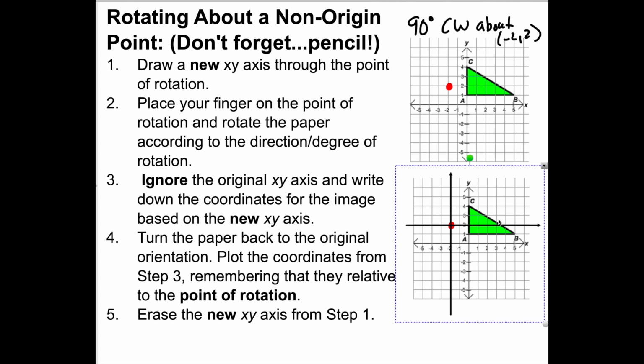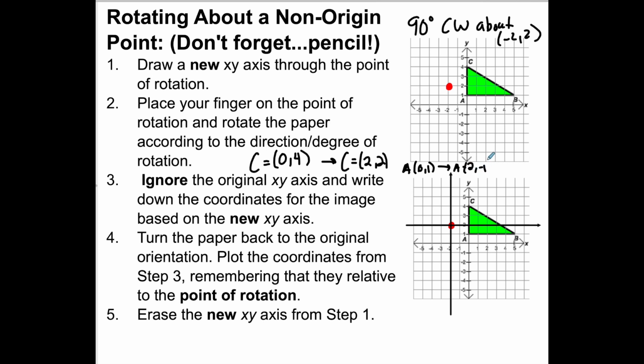So what I'm going to do is think about it like this. Originally, in the original system, C is equal to (0, 4). But we're going to ignore that, and in our new system, C is now actually at (2, 2), because relative to the point of rotation, it's 2 to the right and 2 up. That's an example. Whereas A used to be at (0, 1), and now it's gone to (2, -1), because from the point of rotation it's 2 over and 1 down.